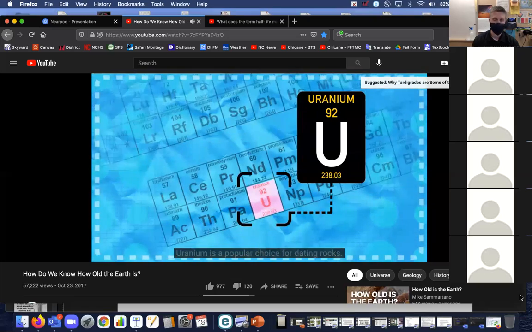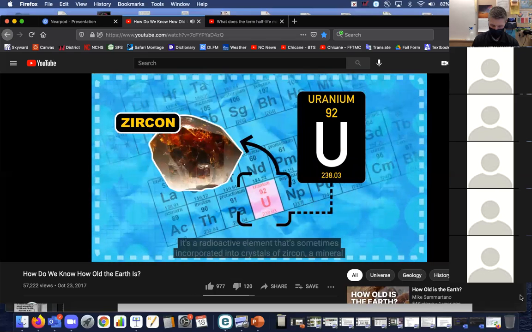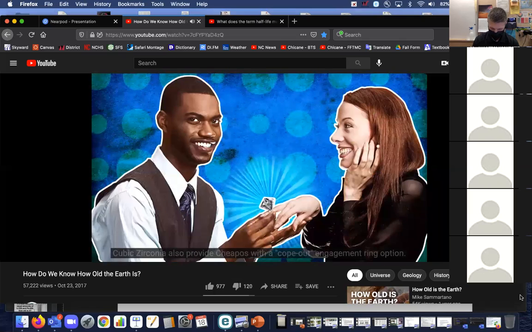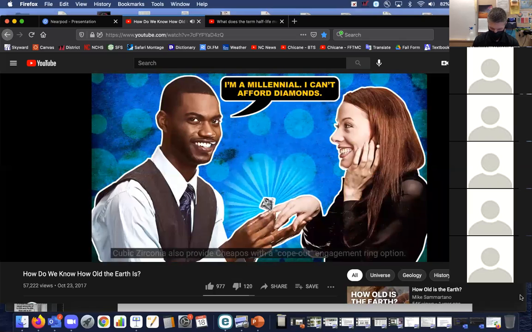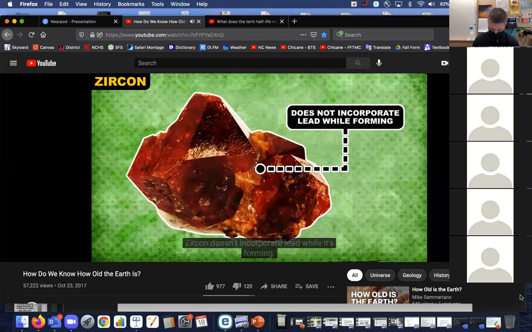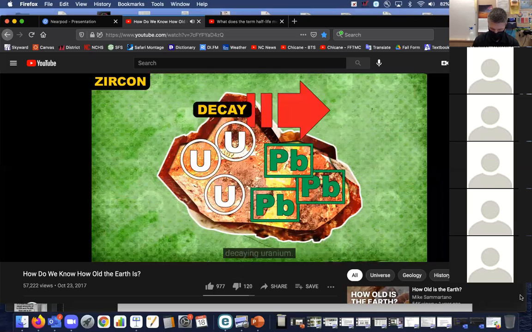Uranium is a popular choice for dating rocks. It's a radioactive element that's sometimes incorporated into crystals of zircon, a mineral formed as magma cools. Cubic zirconia also provides cheapos with a cop-out engagement ring option. Uranium decays through a series of radioactive elements into a daughter atom, lead. Zircon doesn't incorporate lead while it's forming. That's important because it helps geochemists know that the lead they find in zircon comes from decaying uranium.